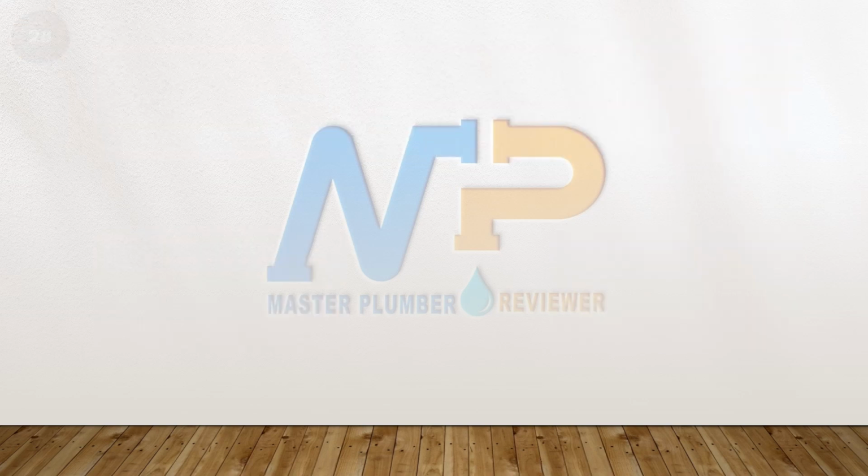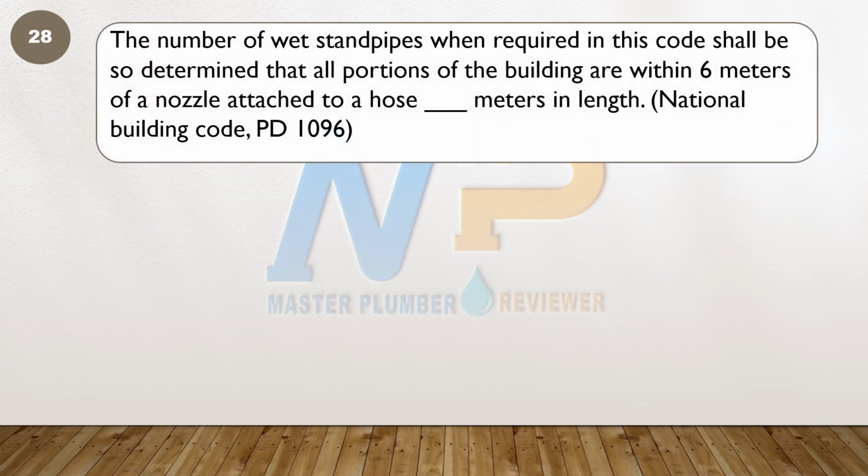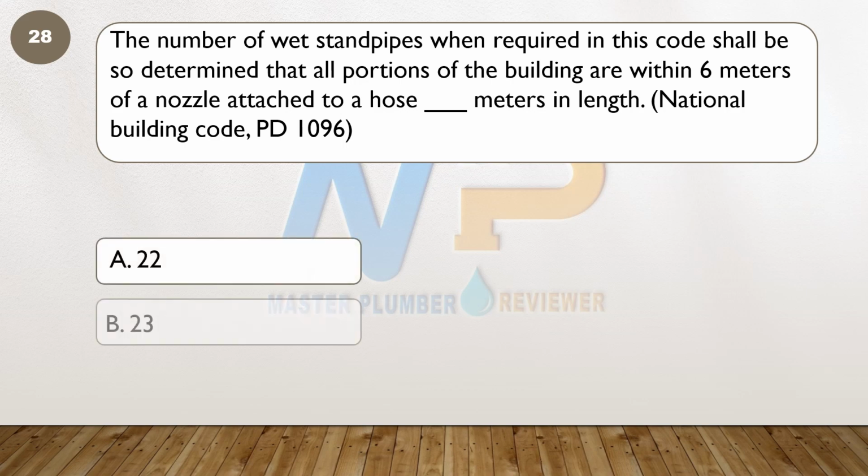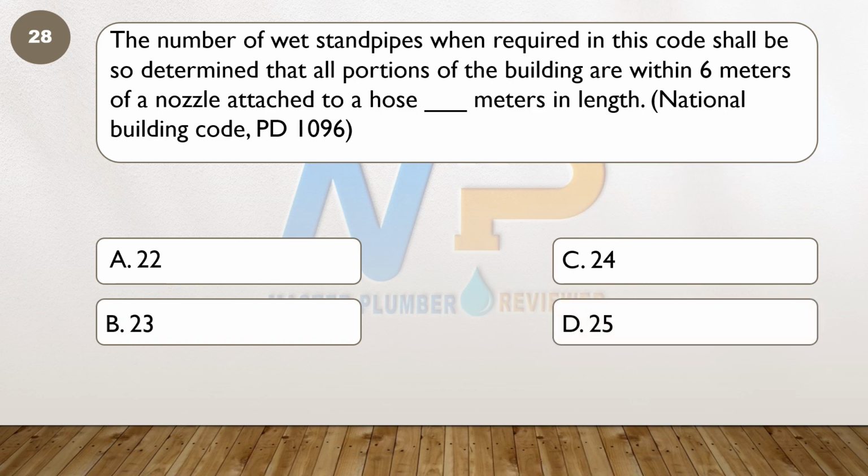Number 28. The number of wet standpipes when required in this code shall be so determined that all portions of the building are within 6 meters of a nozzle attached to a hose blank meters in length. A. 22. B. 23. C. 24. D. 25. The answer. It's B. 23.